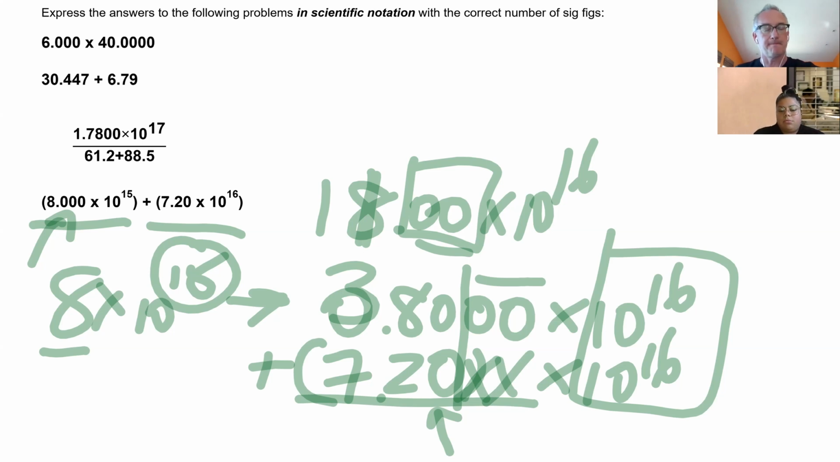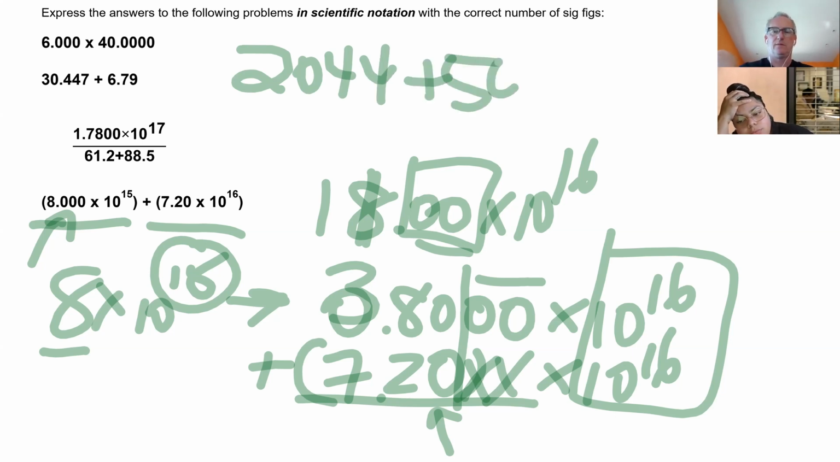So if 2044 plus 500, you get 2500. Sorry, what two numbers are we adding? 2044 plus 500. You get 2500. Yes, exactly. Because basically what we'll get to, you just add them together and see how many points past the decimal, or none.